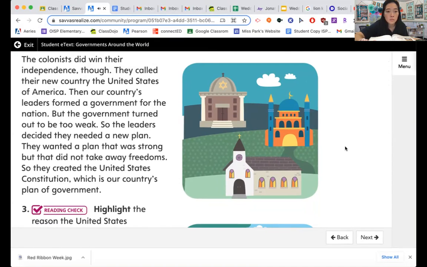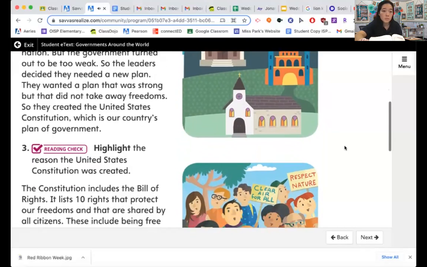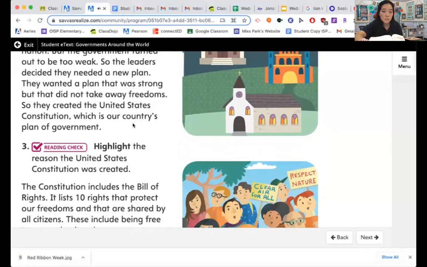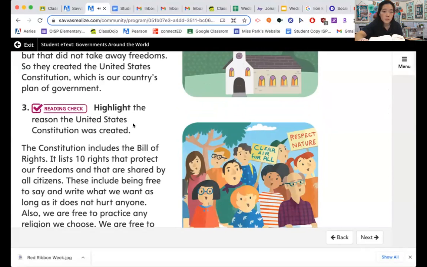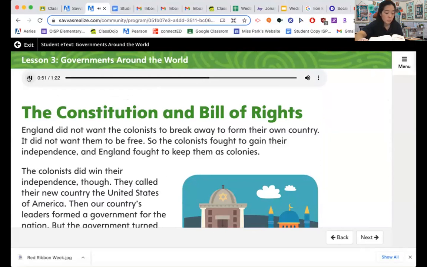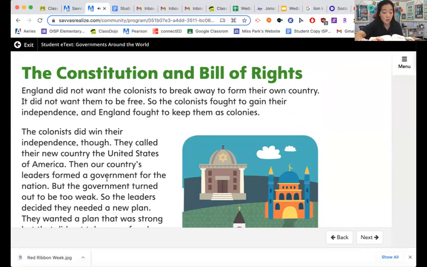But the government turned out to be too weak. So the leaders decided they needed a new plan. They wanted a plan that was strong but did not take away freedoms. So they created the United States Constitution, which is our country's plan of government. Reading check. Highlight the reason the United States Constitution was created. So you guys in your books are going to underline. In your book, it says, underline the reason the United States Constitution was created.